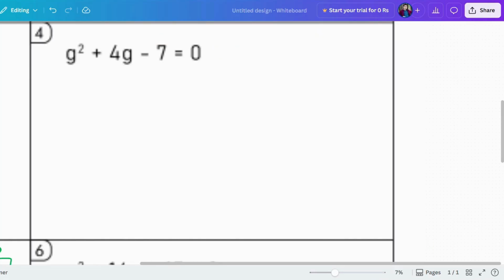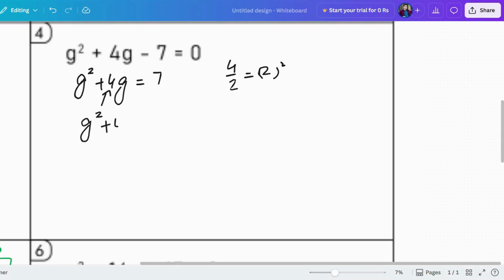So now guys, let's just solve this question 4. For this one, I will be doing the same exact process. So g square plus 4g, I will move this 7 to the other side and it will be converted into the positive 7. Now I will take this 4 and divide it by the 2, which is 2, and then I will square it, okay? So g square plus 4g plus 2 square, okay, for this one, and also for 7 plus 2 square.